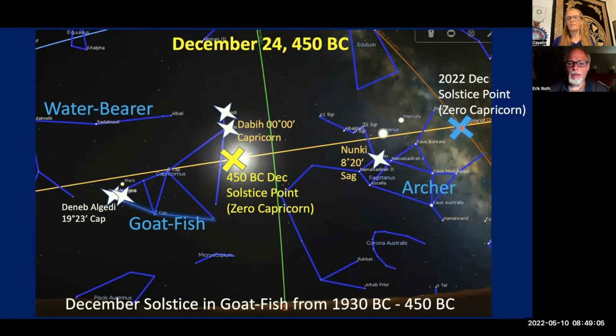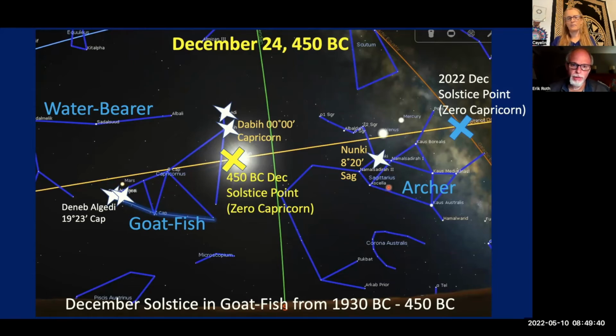That has slid backwards, if you will, by precession of the equinox. In this case, we're talking about precession of the solstice, which has slid back all the way to between the Archer and the Scorpion constellation, which is off the screen right there. I'm using Stellarium software for this, and the December solstice was in the Goldfish itself, from 1930 BC to 450 BC, within the modern, quote, boundaries, if you will, of the constellation.